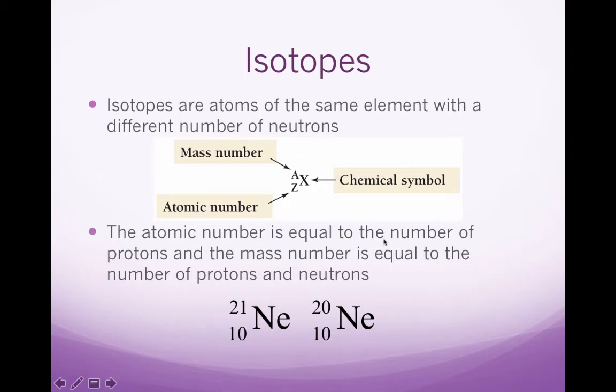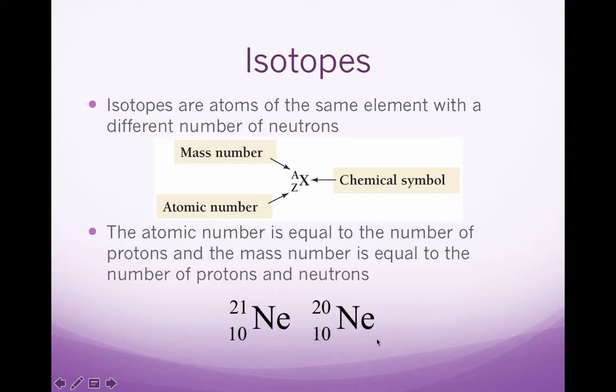So again, when we talk about isotopes, just to refresh your memory, we use this A, Z, X notation where A is the mass number, and remember the mass number is the number of protons plus the number of neutrons. Z is the atomic number, and remember the atomic number is the number of protons. So every atom of a particular element will have the same atomic number because the number of protons defines that element. But not every atom of an element will have the same mass number because they can have a different number of neutrons, and that's what makes them different isotopes. And then X is the chemical symbol.